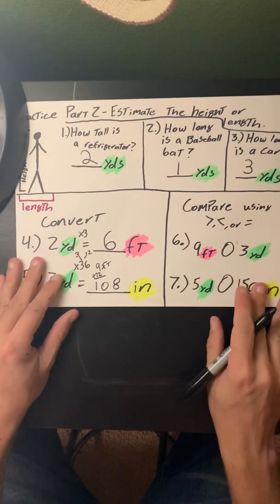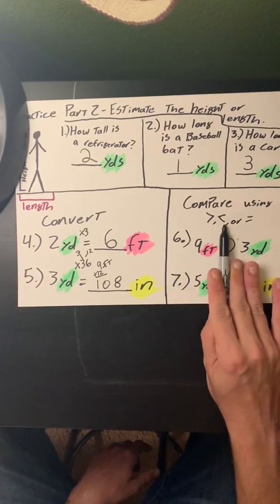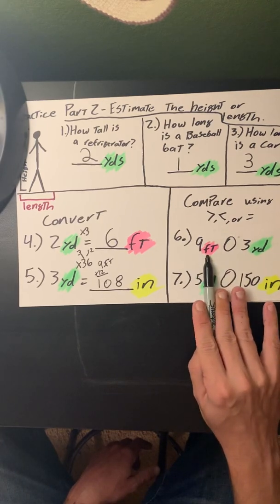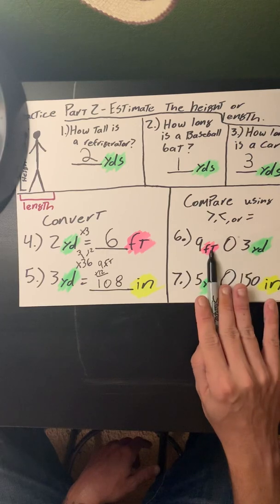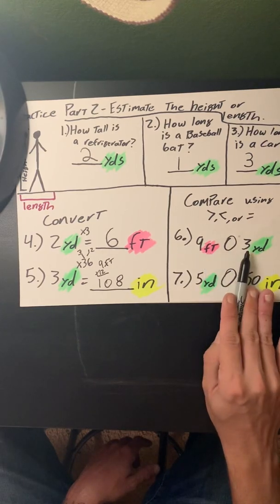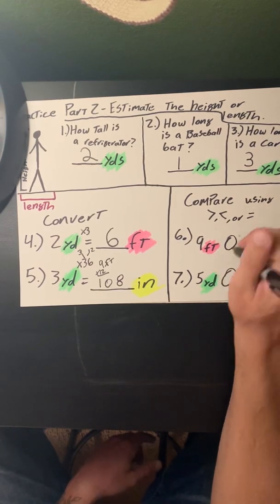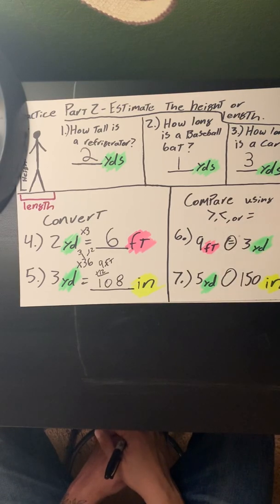Okay? If I'm comparing using greater than, less than, or equal to, if I'm comparing 9 feet and 3 yards, well, if I convert yards to feet, I multiply by 3. So 3 times 3 would equal 9. So 9 feet is equal to 3 yards.